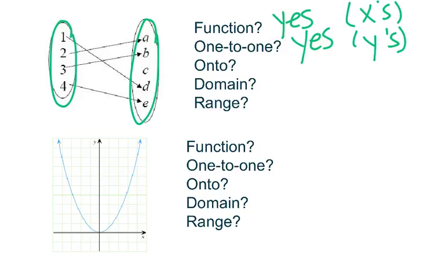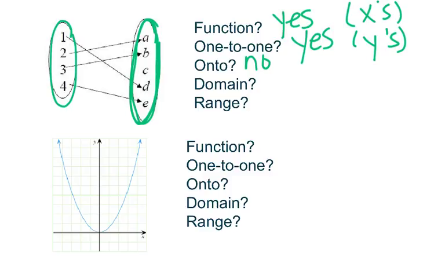Okay, onto. So onto has to do with the set that you're mapping to. If you look at this whole right-hand side bubble, is there stuff in there that isn't getting used at all? If the answer to that question is yes, then that means it's not onto. For it to be onto, everyone over here needs to be getting used, and in this case it's not. So this is not onto.